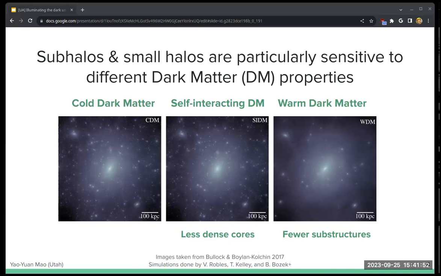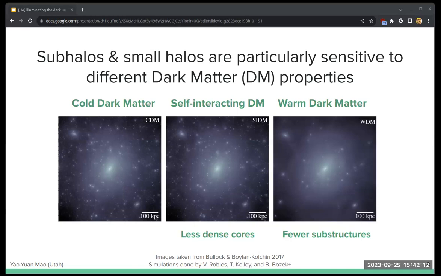The warm dark matter case is very apparent. You can see there is much less substructure by eye, right? There are just many fewer bright points. This is a dark matter halo. And that tells you that the number of small galaxies you expect in this universe should be lower, should be fewer compared to a cold dark matter universe.